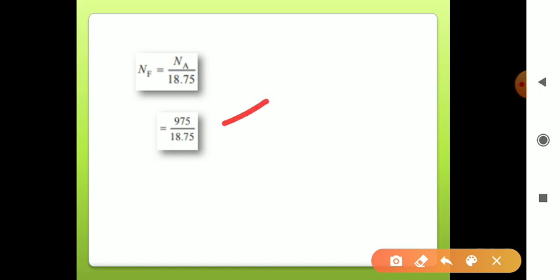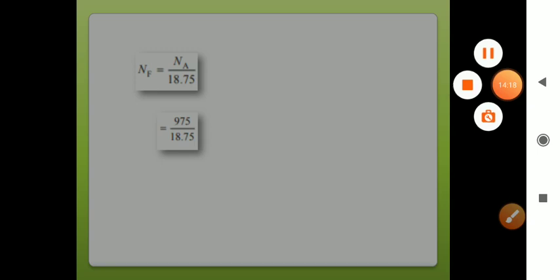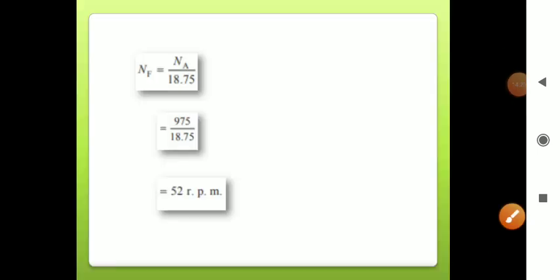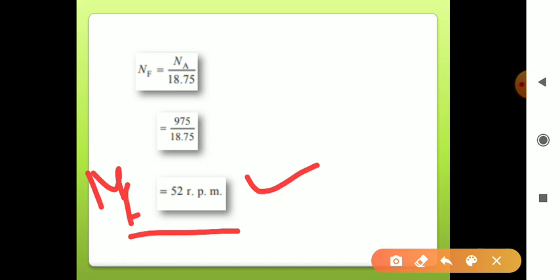So we have the value of na, put here: nf is equal to 975 divided by 18.75. Put this value in the calculator and calculate the term. So we got nf, the speed of the last driven gear f, as 52 rpm. That means nf is equal to 52 rpm.